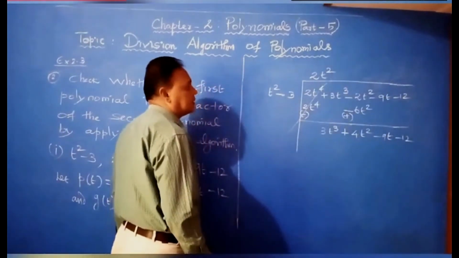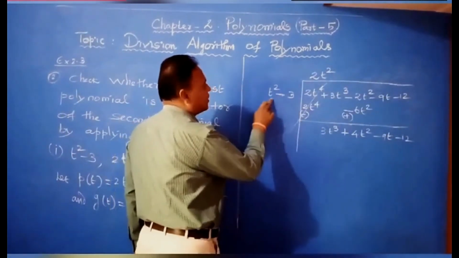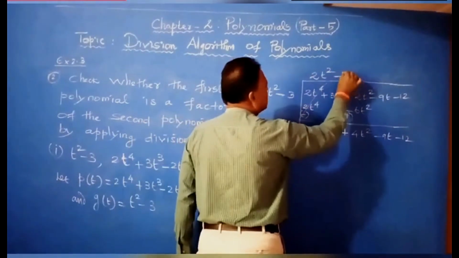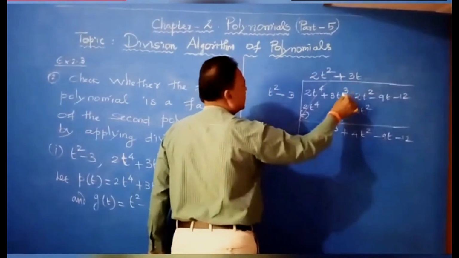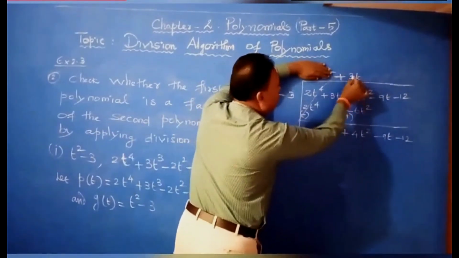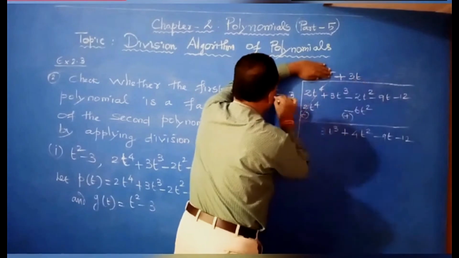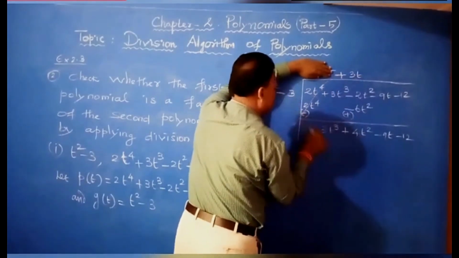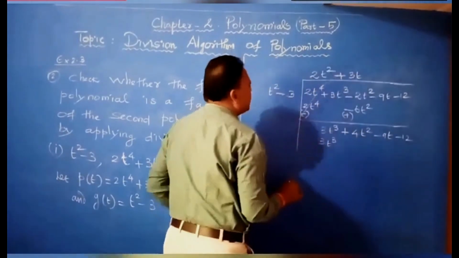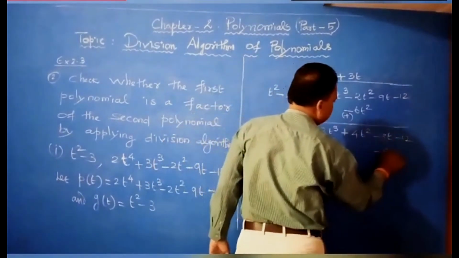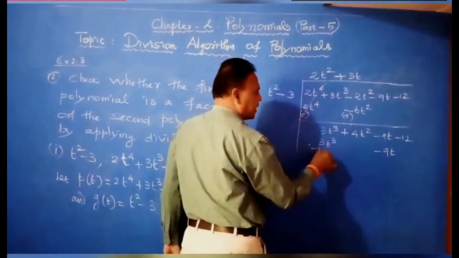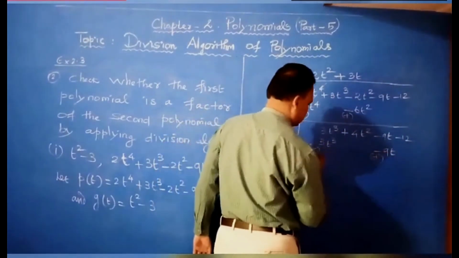Right? Now again this first term by first term. So what you will get, 3t. So plus 3t, write it here. So ignore this. Just take this factor and multiply this term. So 3t into t squared, 3t cube minus 9t. Now subtract. Plus means minus, here minus means plus.